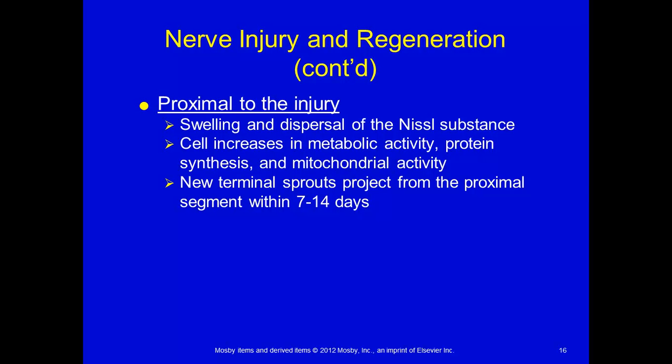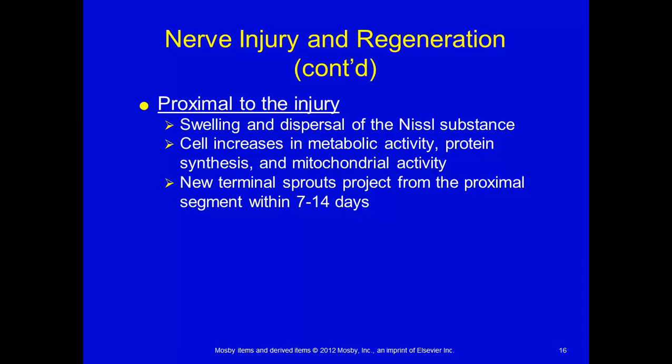Cell increases in metabolic activity, in protein synthesis, and mitochondrial activity. So very similar to what would happen in any other type of injury or inflammatory process in our body. And if it's going to sprout, if it's going to regenerate, new terminal sprouts project from this proximal segment within 7 to 14 days. So again, let's say the axon's been cut right here. New little sprouts, if it's going to sprout, will start to regrow from this little proximal area where it was cut within 7 to 14 days.